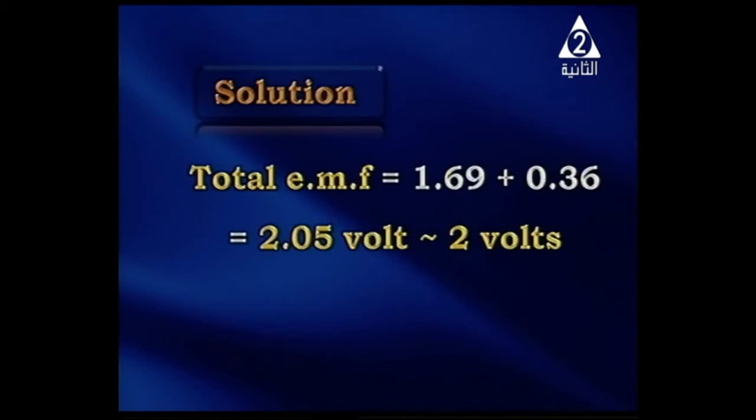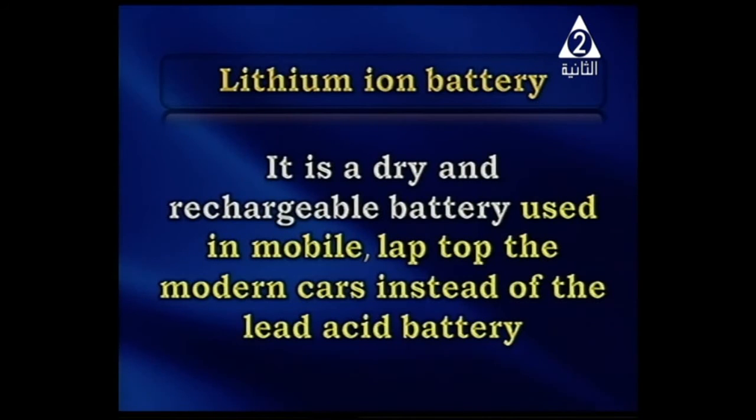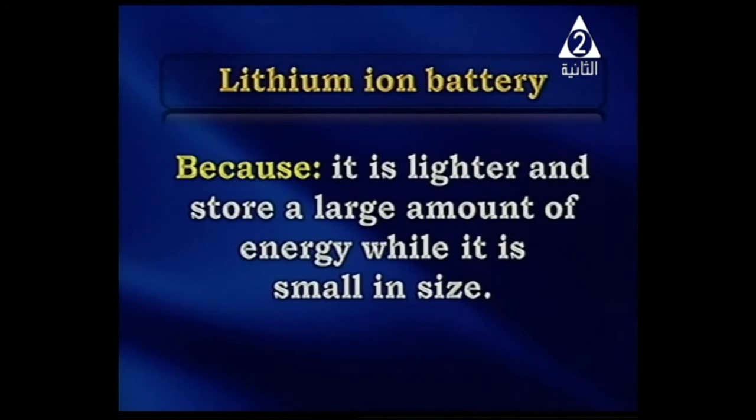So one of these sheets is 2 volts. If I have 6 batteries here, we have 12 volts. Another type of battery is the lithium ion battery. It's dry, and it is a rechargeable battery used in mobiles, laptops, and modern cars instead of the lead acid battery. Why? Because this type of battery is lighter and stores a large amount of energy while it is small in size. Due to what?